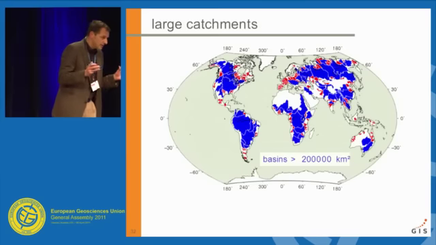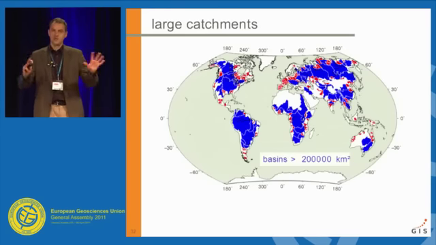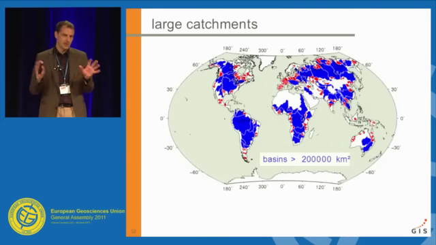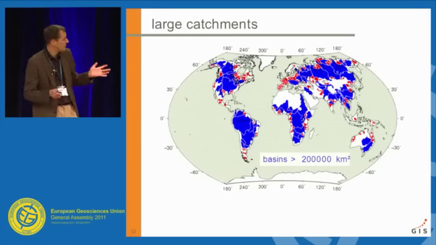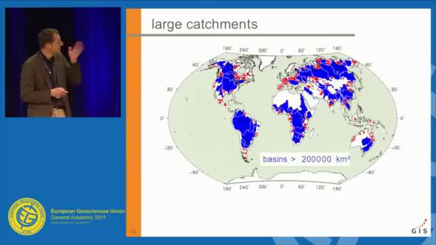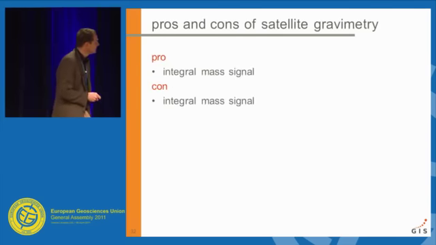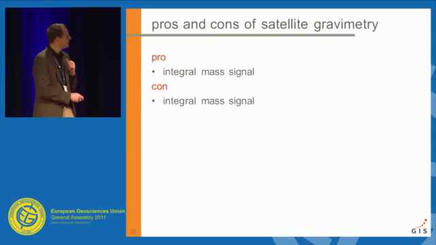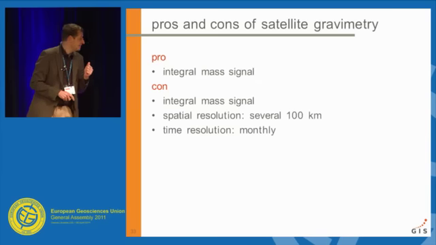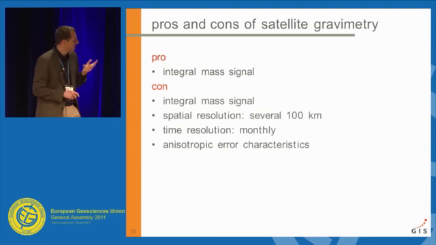Now, what it does mean is that GRACE has a limited spatial resolution. The time resolution anyway is one month, or perhaps a bit better, but let's say one month. Space resolution is only perhaps a few hundred kilometers, 400 or 500 kilometers. So here I have the biggest catchments that can be monitored more or less well by GRACE. Again, the fact that it's an integral mass signal is of course a very nice property.